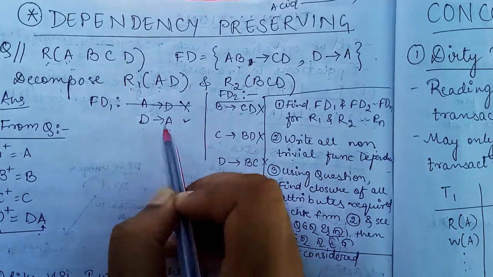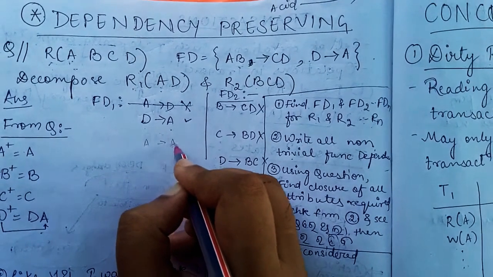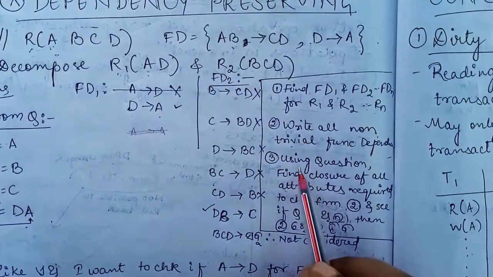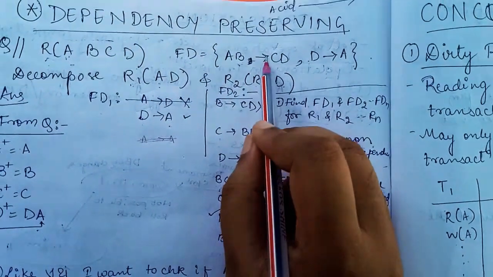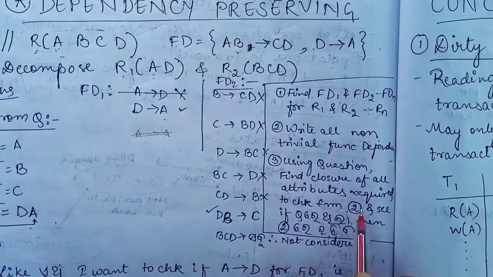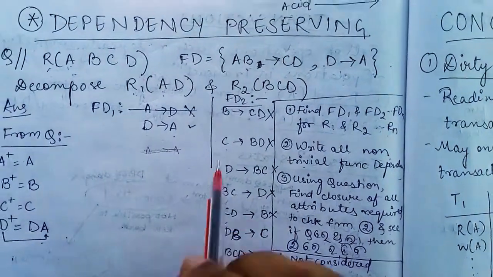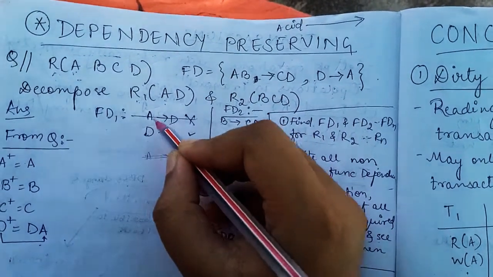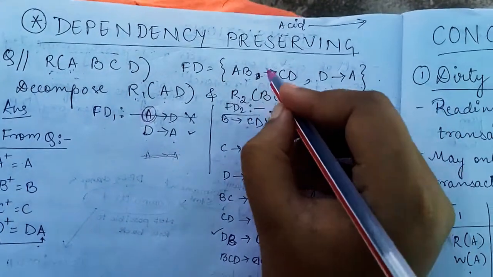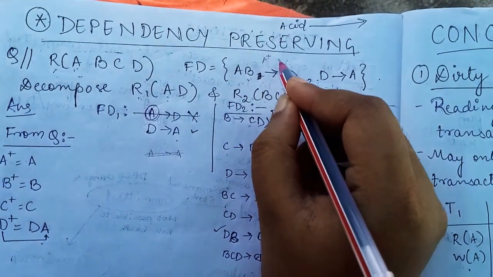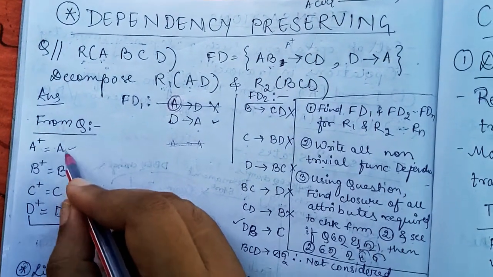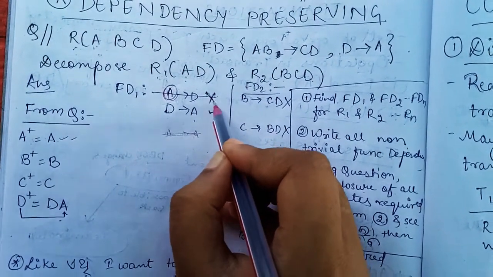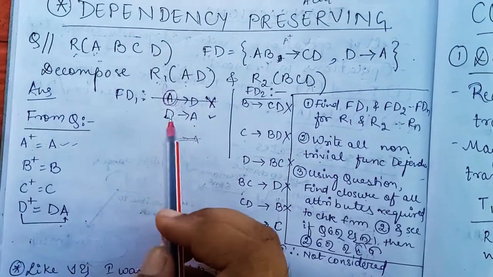All non-trivial functional dependencies are given, otherwise it becomes trivial. So we need not write those, we need to write only these two. Then using the question, find the closure of all attributes required from R1 and R2 and check if the question already had it. So if I do A plus from the question, it gives me A, only A. From A, D is not derived, therefore this functional dependency was not present originally.